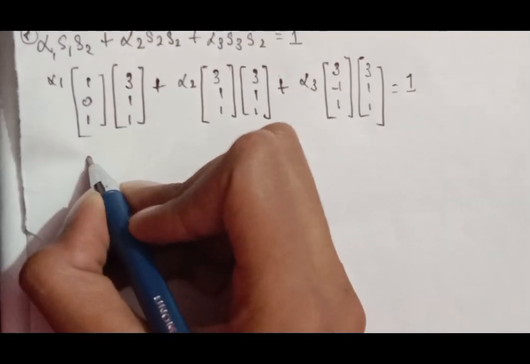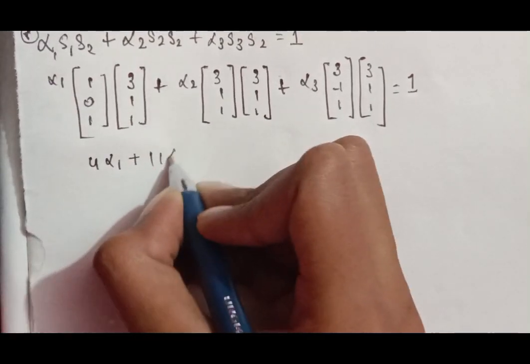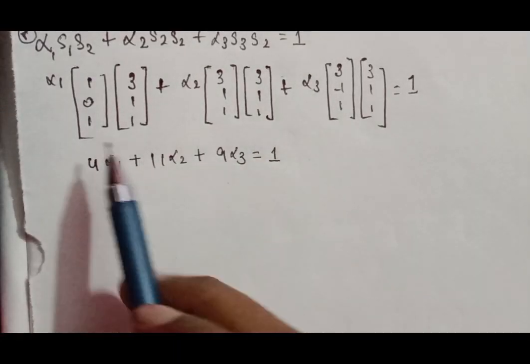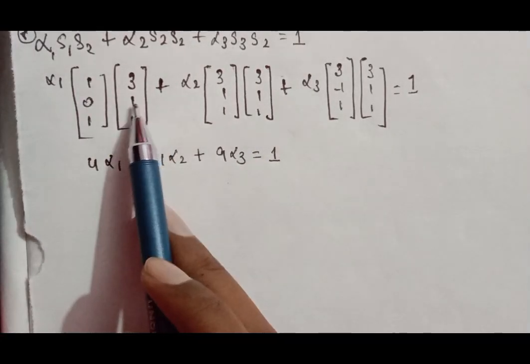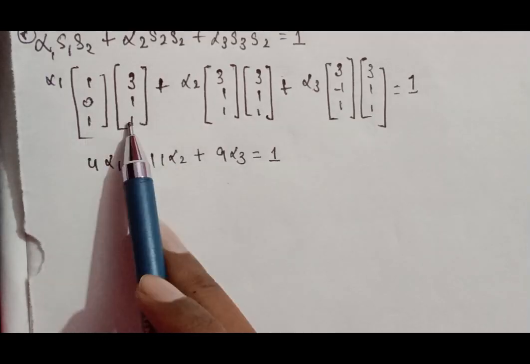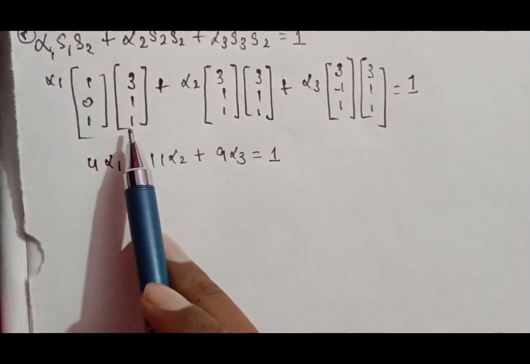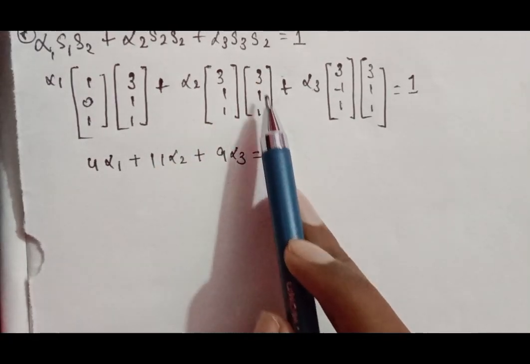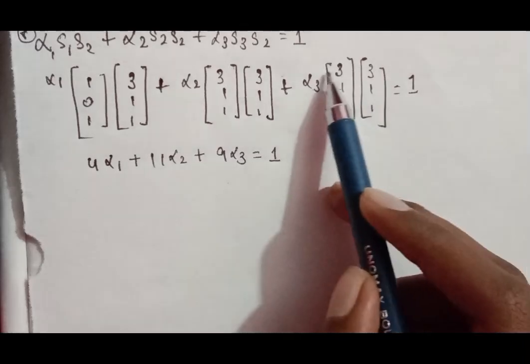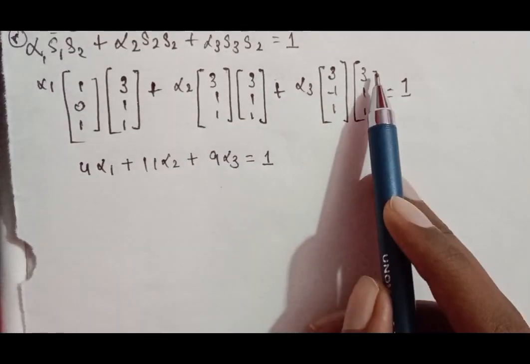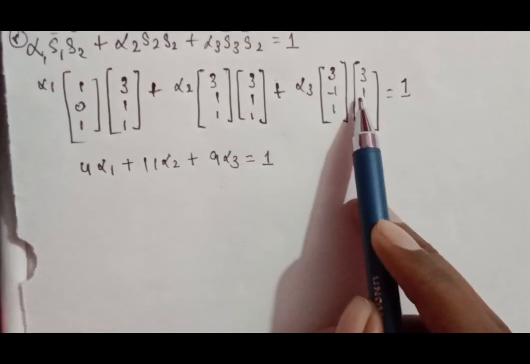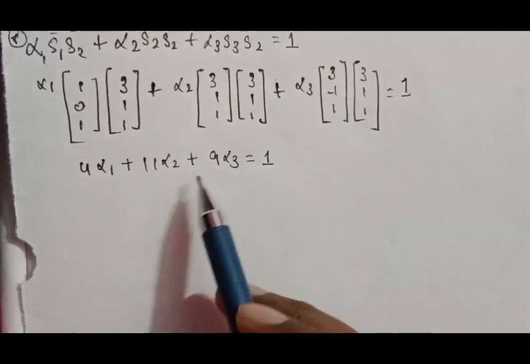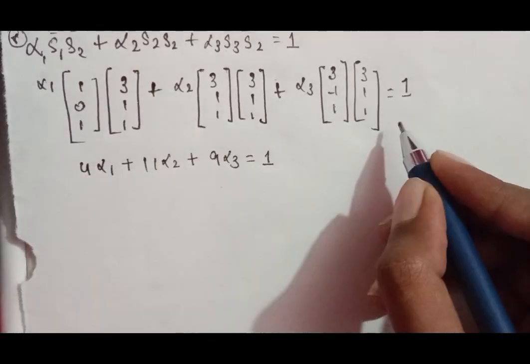Next, simplifying: 4 alpha 1 plus 11 alpha 2 plus 9 alpha 3 is equal to 1. So how did you get this? 3 into 1 is 3, plus 0 into 1 is 0, 1 into 1 is 1. So 3 plus 0 plus 1 is equal to 4. Next, 3 into 3 is 9, plus 1 plus 1: 9, 10, 11. So 11 alpha 2. Next, 3 into 3 is 9, minus 1 plus 1. So 9 alpha 3, which is equal to 1. So these are the simplified terms of this step. Fine.